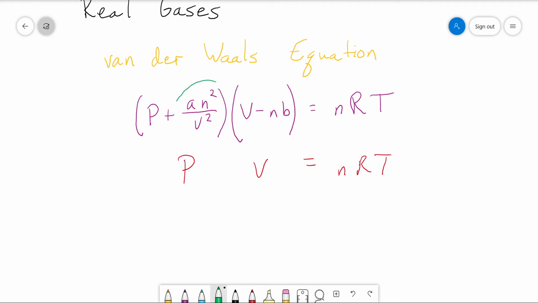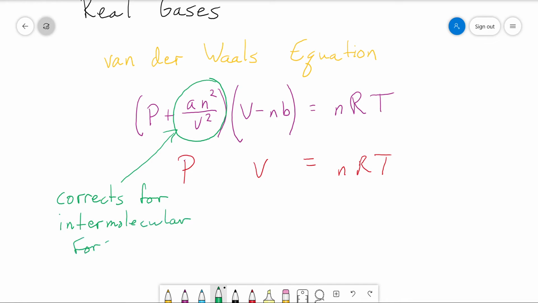I'm not going to go into great detail as to what all of it means, but basically this term right here corrects for what we call intermolecular forces. So some gases attract each other, some repel. Those are intermolecular forces. Remember, that's one of the things about the kinetic molecular theory: they don't attract or repel each other. So that adds a little bit to the pressure, that term there that I've circled in green.